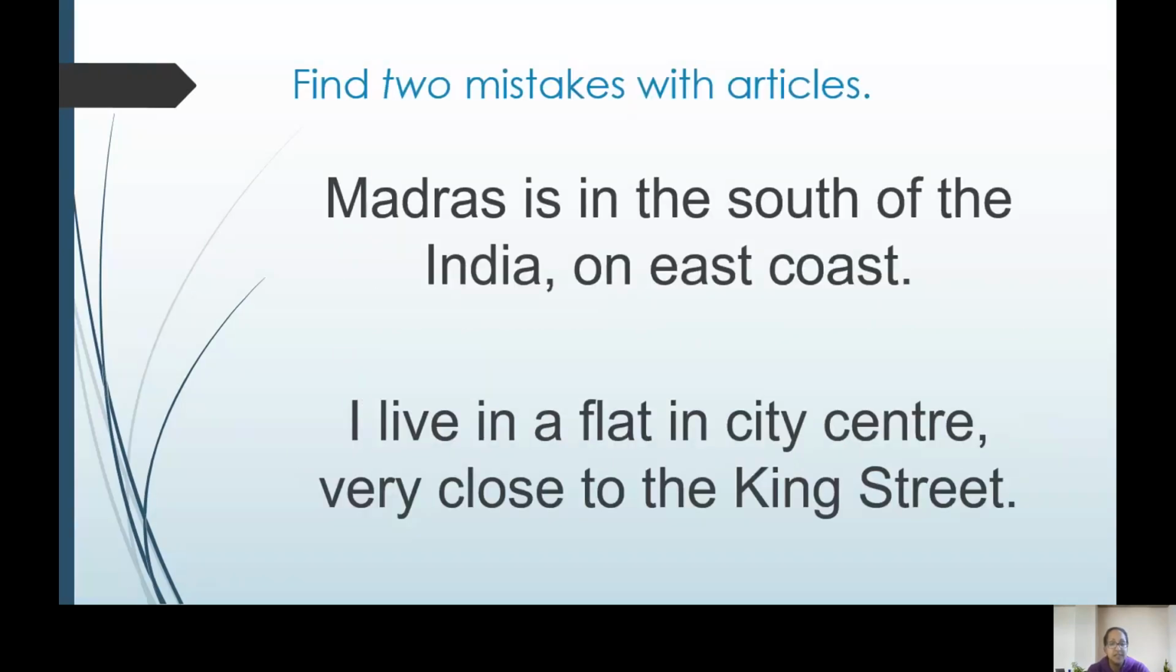Now, in these two sentences, see if you can find two mistakes in each sentence. Madras is in the south of the India on east coast. I live in a flat in city centre, very close to the King Street. In the first one, we don't need the before India because it's the name of the country. But we need the east coast because we're specifying which coast.